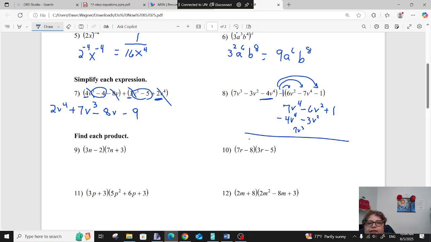Now I'm going to add. So we should have 3v to the 4th plus 7v to the 3rd minus 9v squared plus 1, right? I was just trying to organize them so it's easier for me to add because they were all mixed up in there.